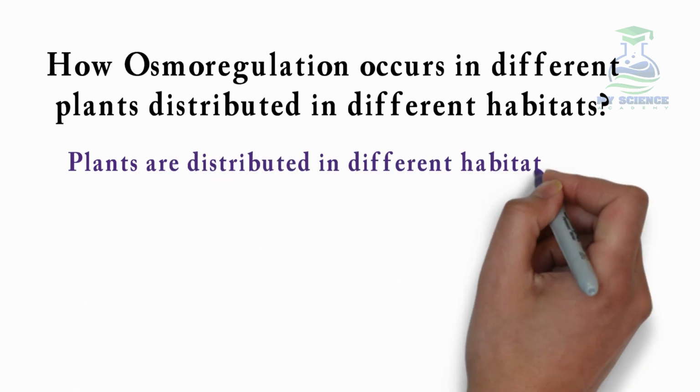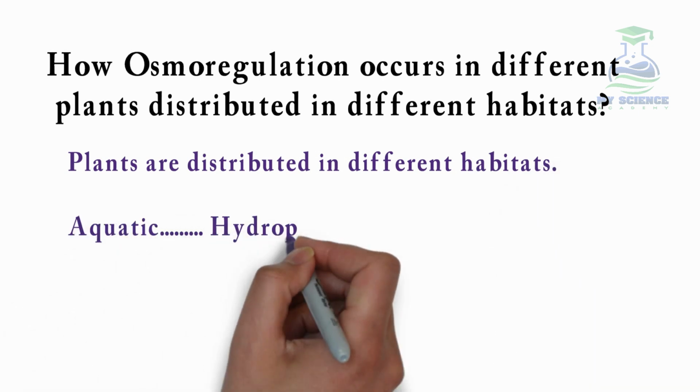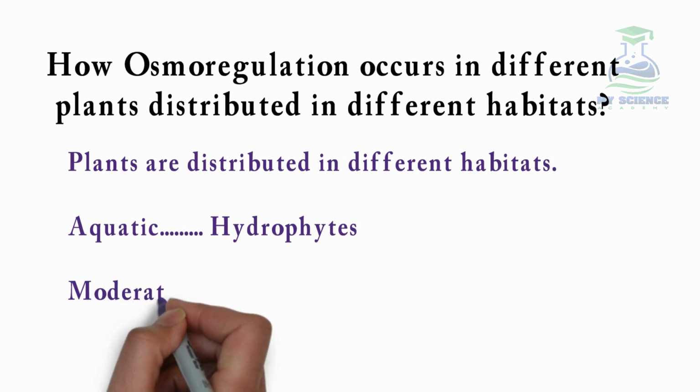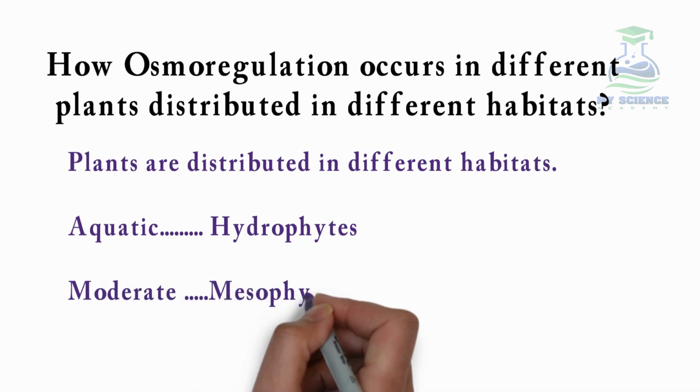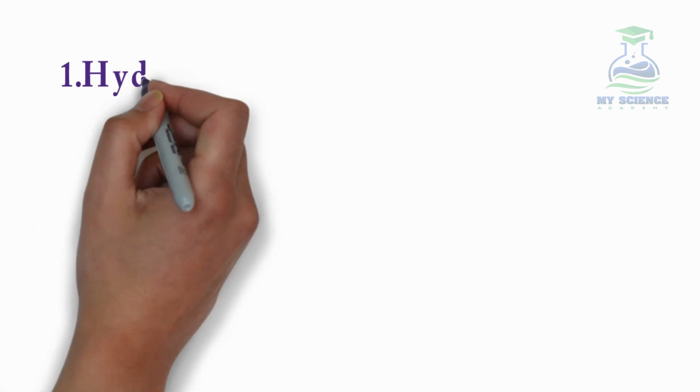Those plants which are living in aquatic habitat are known as hydrophytes, and those which are living in moderate habitat are called the mesophytes, and those which are living in dry habitat are called the xerophytes. First of all, we will discuss the hydrophytes.